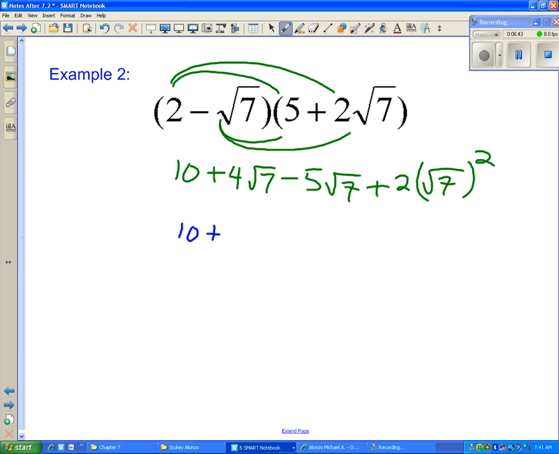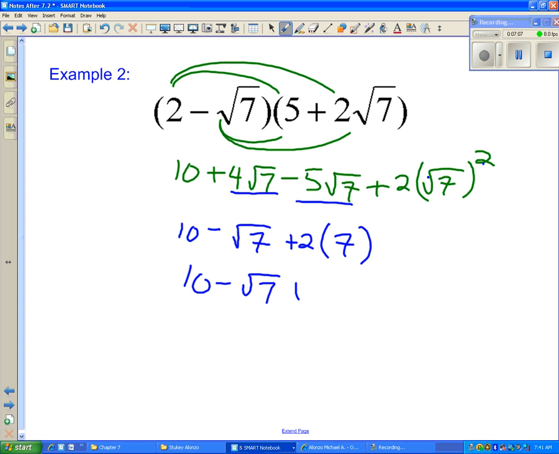I have 10 plus 4 square root 7 minus 5 square root 7, which is going to be minus 1 square root 7, plus 2 times, again, the square root of 7 squared is just 7. Excuse me, that was a mistake. So that's times 7. So this is 10 minus the square root of 7 plus 14. 10 plus 14 is 24 minus the square root of 7.